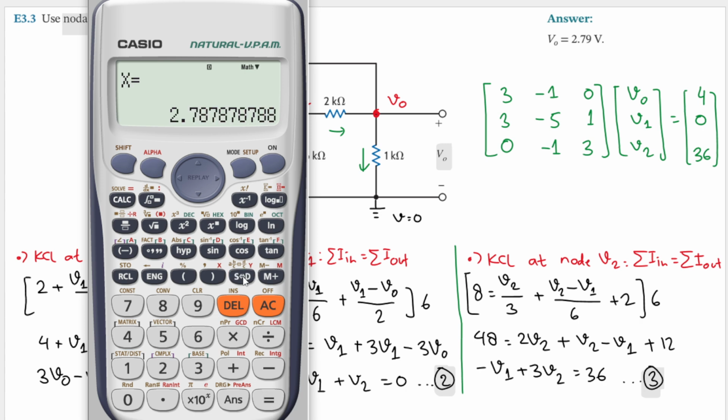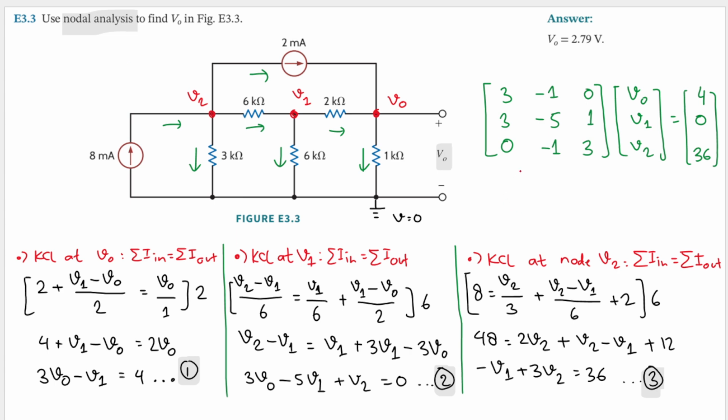We will have V0 here, which is 2.79. V0 is 2.79 and the unit will be volt. That is the X value. That is the one that is asked by the question. However, we still have the values of V1 and V2. Let's check that for the sake of completeness.